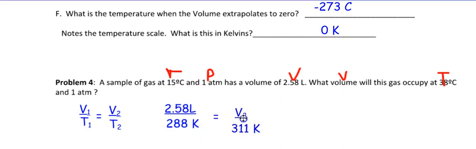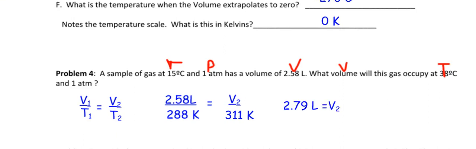So what am I looking for? I'm looking for V2. My T2 is right here. How did I get 311? That's what 38 plus 273 is. Okay, so how am I going to solve for this? You have to crisscross and divide. So why don't you go ahead and do that? And voila, I got 2.79.